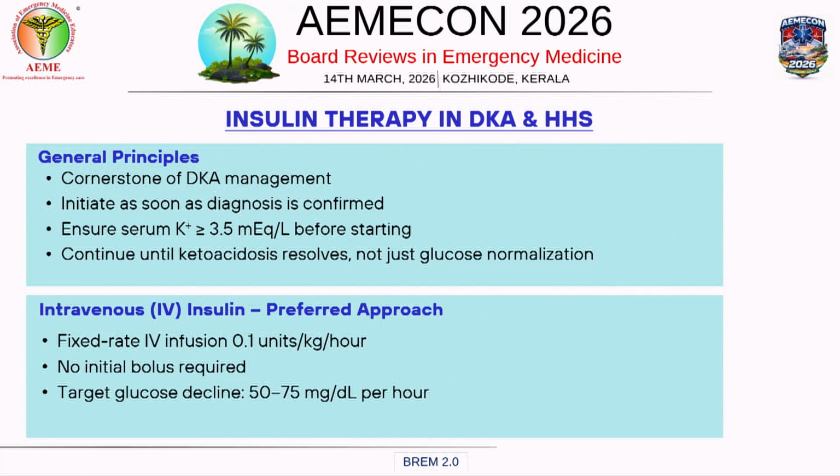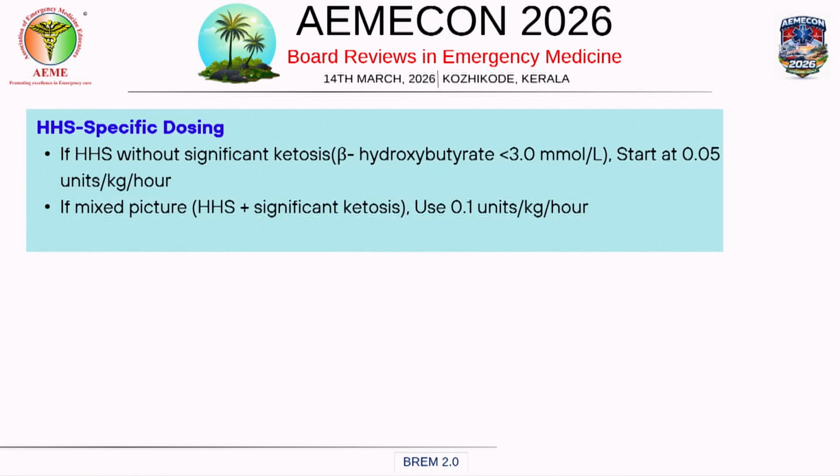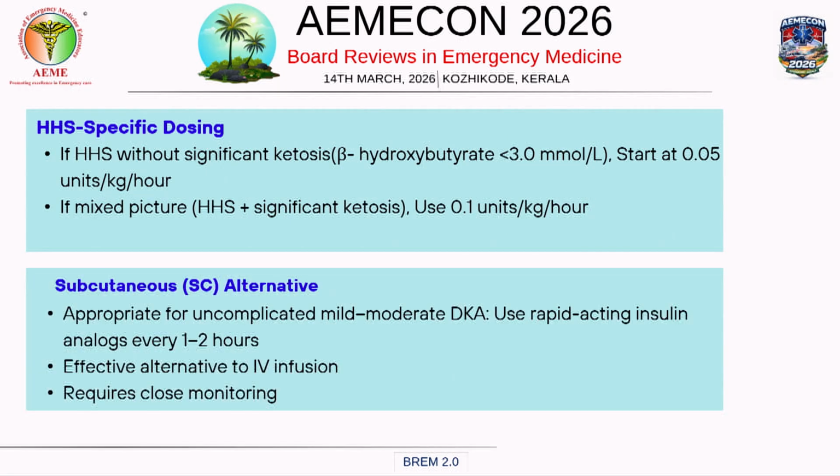How to give insulin? IV is the preferred approach. A fixed rate of infusion, 0.1 unit per kilogram per hour, and initially we used to follow a bolus dose. Right now it is not recommended. You can start the patients straight on the infusion. If it is an HHS, you don't have a mixed presentation, it is an HHS, the rate of insulin infusion will be 0.05 unit per kilogram per hour.